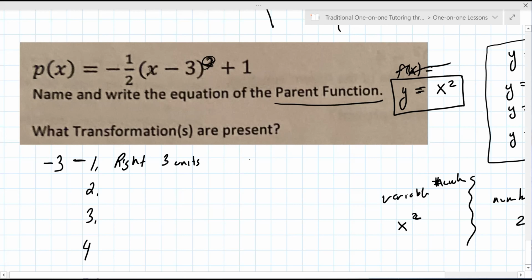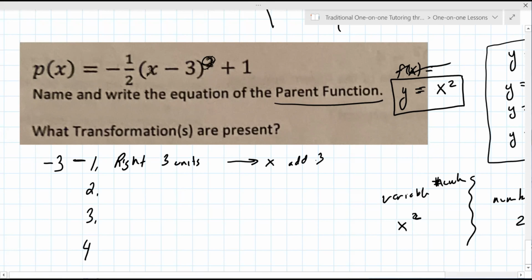So does that affect x or y? Just x. The transformations only ever affect one value. They either affect x or they affect y. All right, that makes sense. So only x, and you're going to add 3.